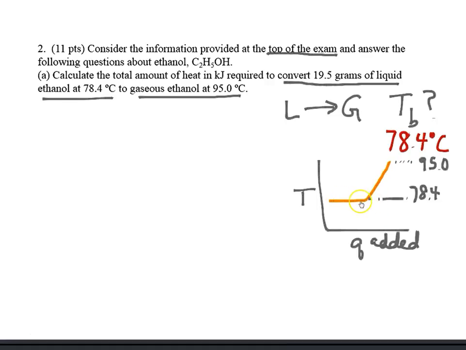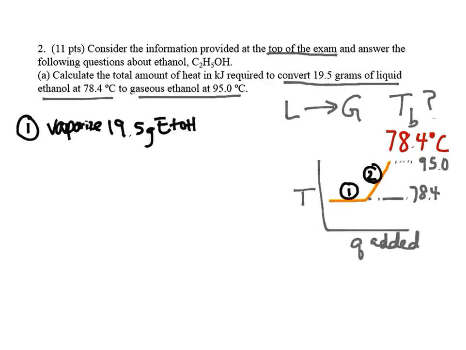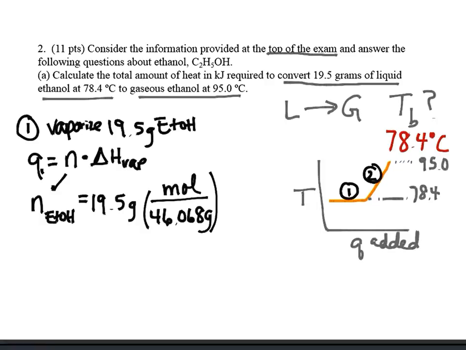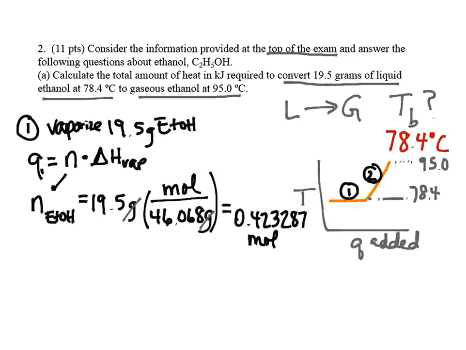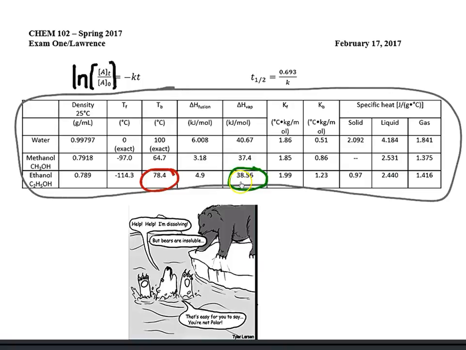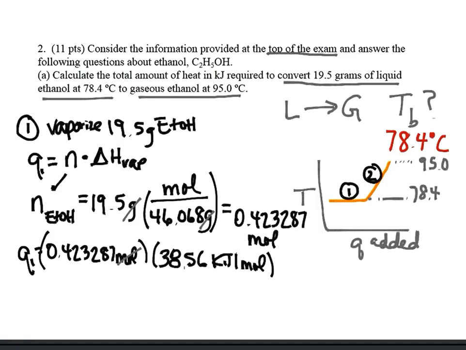That's at 78.4 degrees. This flat line here is the vaporization. So heat is added, but the temperature doesn't change because it's converting the liquid into the gas. And then the second step is to raise the temperature of the gas up to 95 degrees. So we're going to do this in 2 steps, step 1 and step 2. Step 1, we're going to vaporize 19.5 grams. Q equals number of moles times the heat of vaporization. We're going to convert 19.5 grams into moles. Here, 0.423. We're going to multiply that number by the heat of vaporization from the front page, which is here, 38.56.